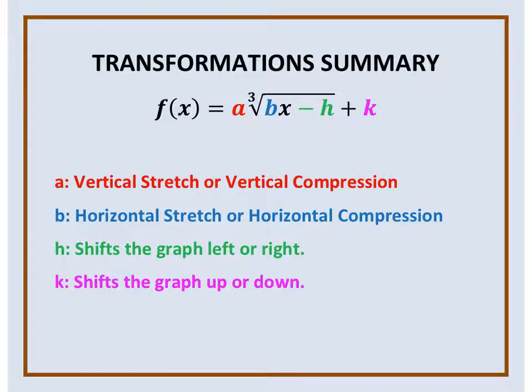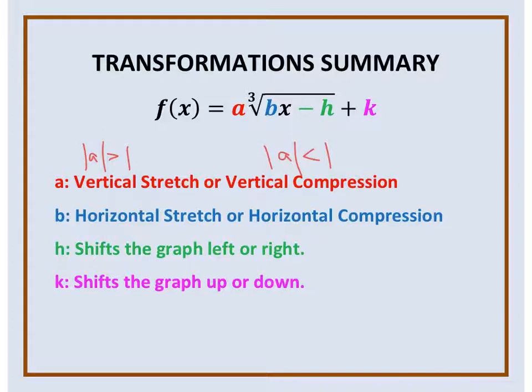But let's talk about the transformations. Now the transformations are going to work the same as what we've been working with in quadratics and with square roots. We have an a, b, h, and k. A is always in front of your radical. A is going to cause a vertical stretch if the absolute value is greater than 1. If the absolute value is less than 1, that means it's going to be a vertical compression.